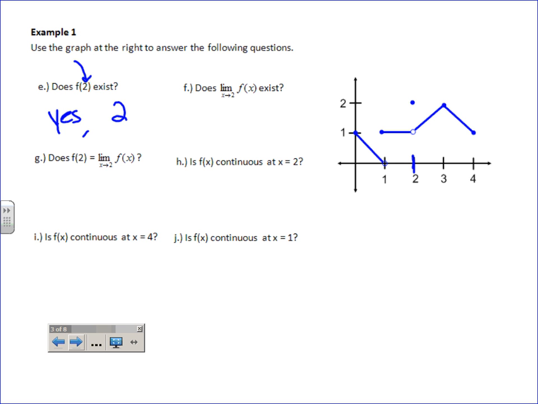So how about this one? Does the limit as x approaches 2, notice I didn't do right and left here, does that exist? Now, you've got to check both though, right? So get on from the left. It goes to that value. Agreed? If you get on to the right, it goes to that value. So are they going to the same value? So does the limit exist? Yes, it does. And what is it? 1.